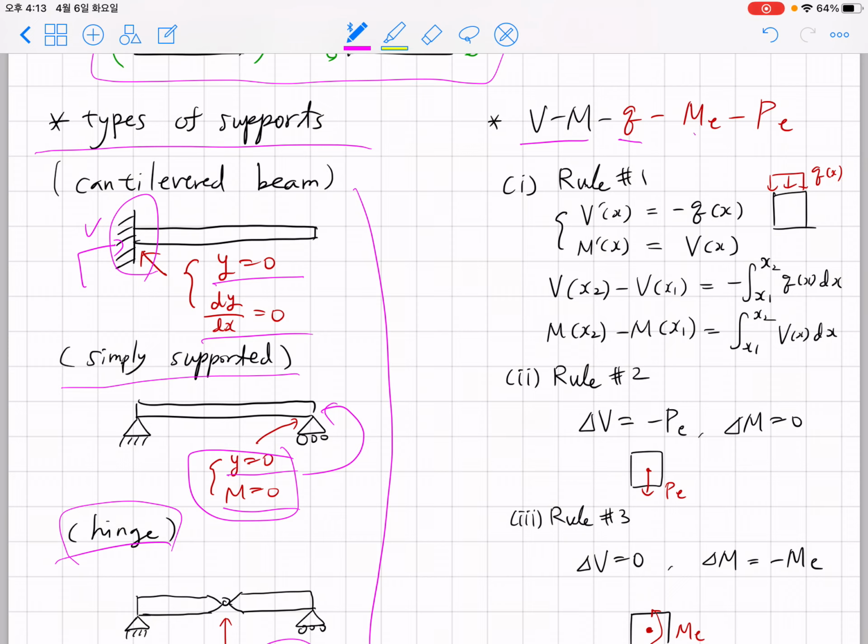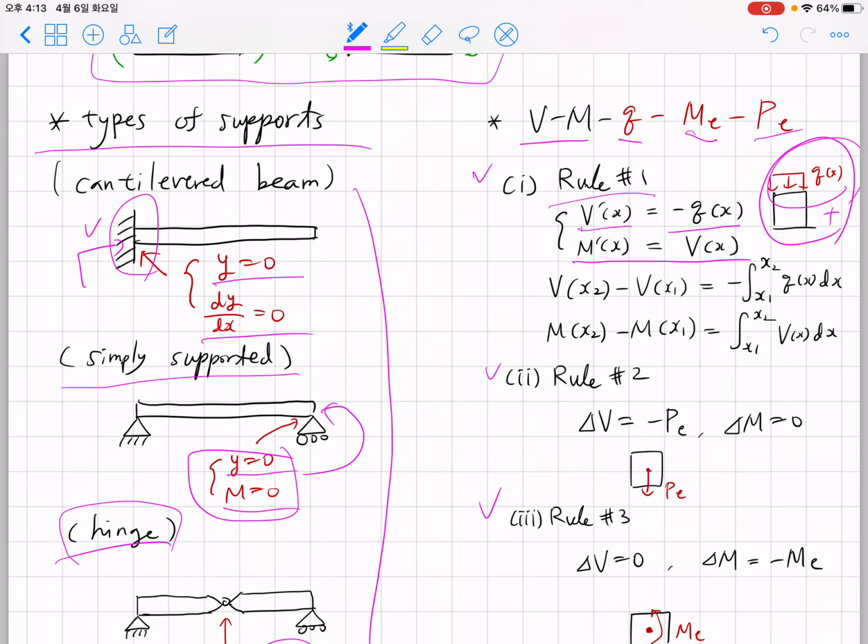distributed loading, or point moment, or point force, and we obtained three rules. In the first rule, we found that V prime, the slope of V, is the same as minus q(x). Here, the sign convention for transverse load is that when we have downward force, it is positive sign. Okay, so you have to be careful about consistency in sign convention for transverse loading.